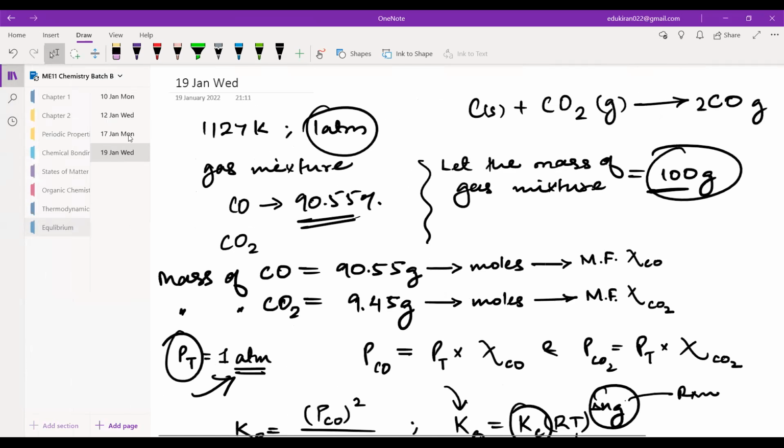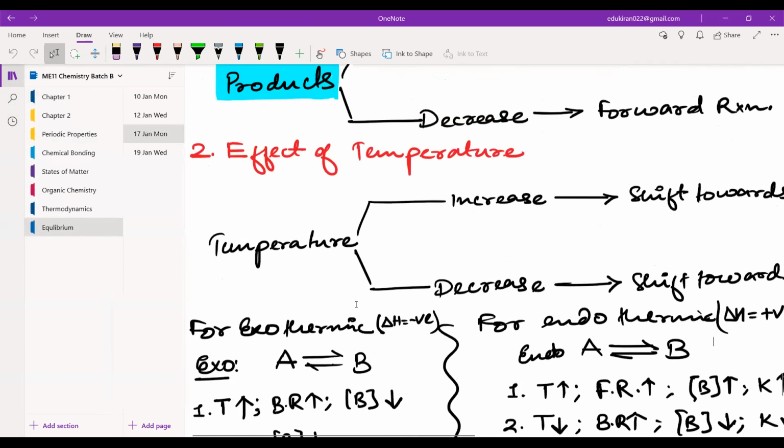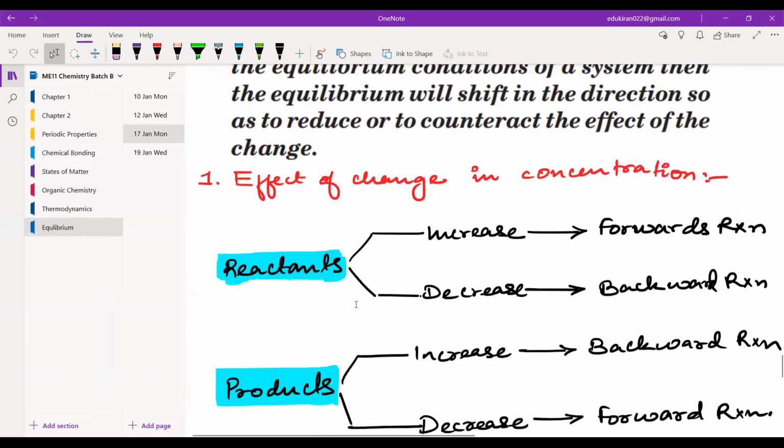Last class, we ended at effect of temperature, effect of concentration, effect of temperature.